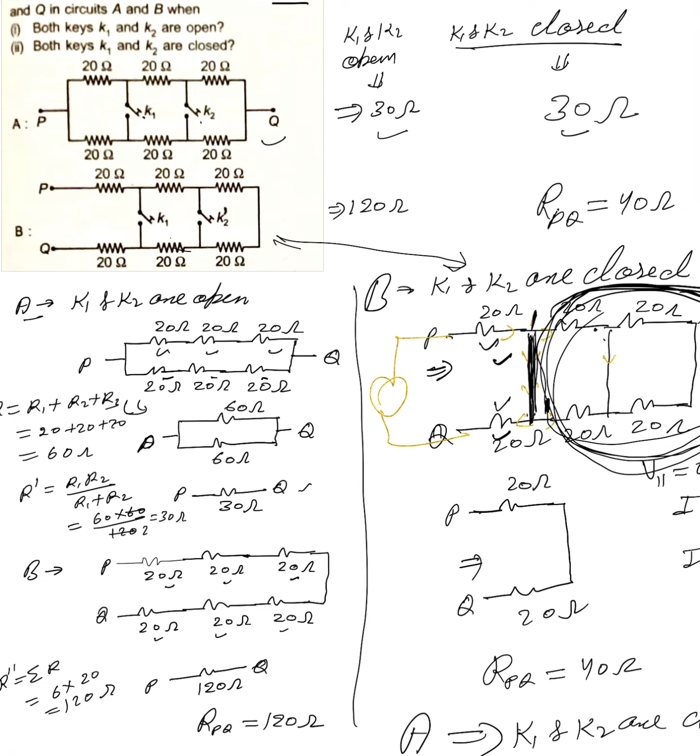In the second part, if both K1 and K2 are open, then we got 120 ohm, and if both are closed, then we got 40 ohm, which is the right answer.